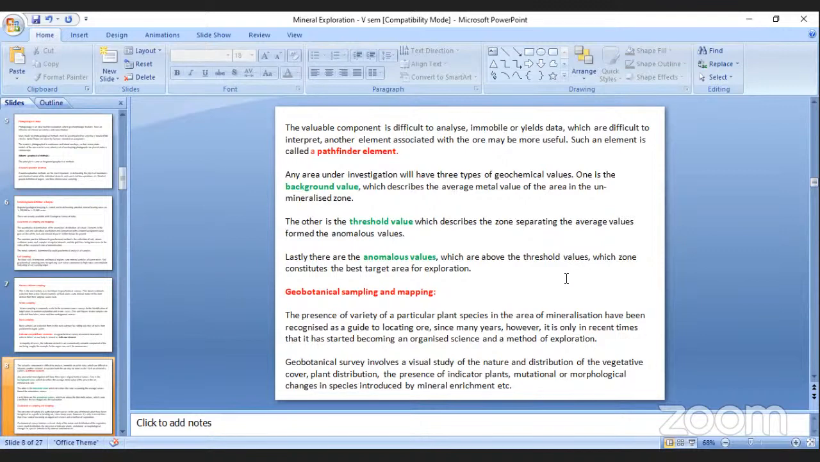That means there is a cutoff between two points. One is our normal background value. Above the normal background values, it is called threshold values, and a group of threshold values is considered a zone, and that zone is called an anomalous zone. This is the anomalous zone. It is our target zone, and it is the area useful from a mineral exploration point of view.